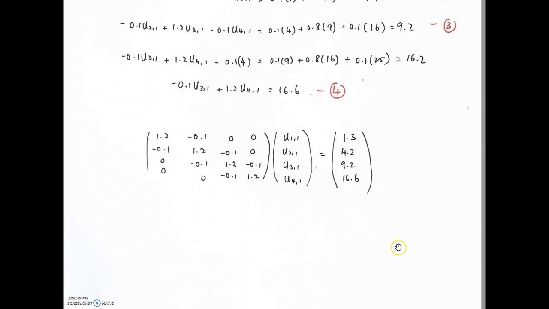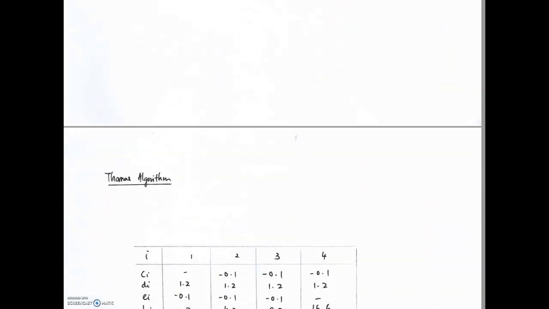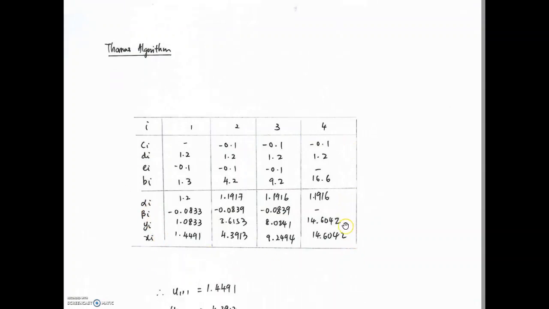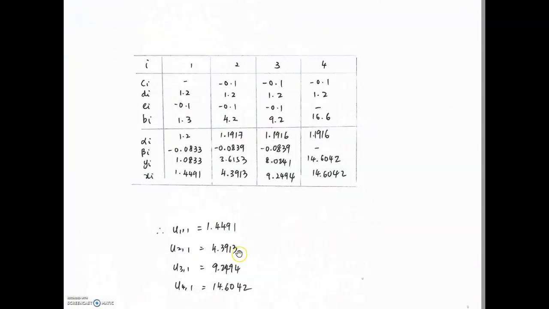Now we look at the solutions from the Thomas algorithm. From this table, we are able to find all the values that we want, which are u11, u21, u31, and u41, from the last row of the table. These are the approximations of the values that we are interested to know.